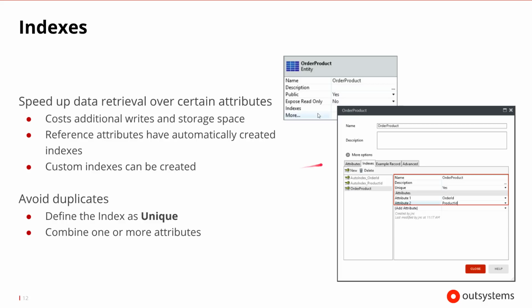So over here, you can see that if we went into order product, and this is the entity editor, and we go to indexes, by default, because there's an order ID reference attribute, there's automatically an index for that. And because product ID is a reference attribute, there's automatically an index for that one as well. But if we wanted to create an extra index for order product, we could say let's index the order ID and the product ID and make sure that any time they are entered that they are unique. And the reason we might do that is to avoid duplicates.